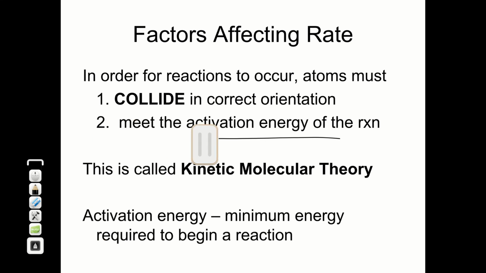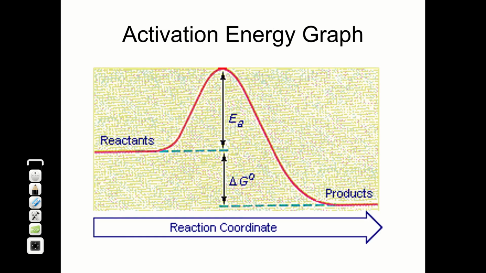This whole thing is essentially called kinetic molecular theory. It's the idea that molecules are generally independent of each other if they're in the gaseous state. There's mostly space in between them. They need to collide in the correct orientation, and they need to have enough activation energy to have a reaction occur. So this is an activation energy graph. It is very important to point out and see what's happening here. These are always written, as you can see, with reactants on the left and products on the right.